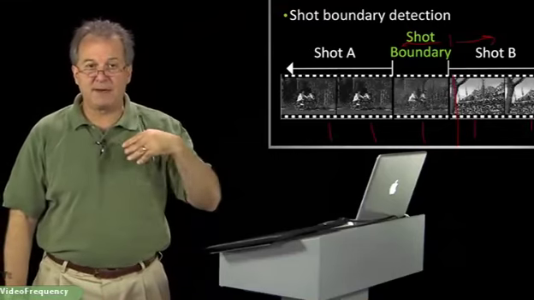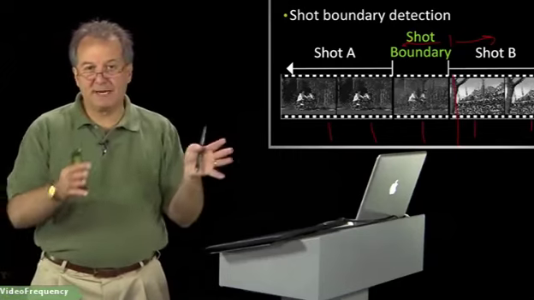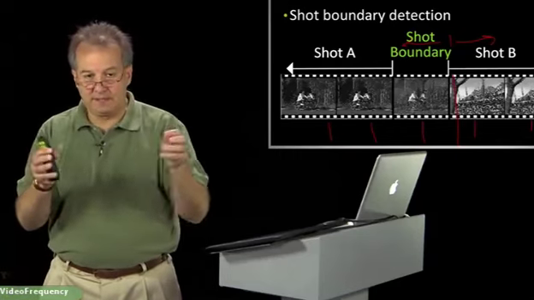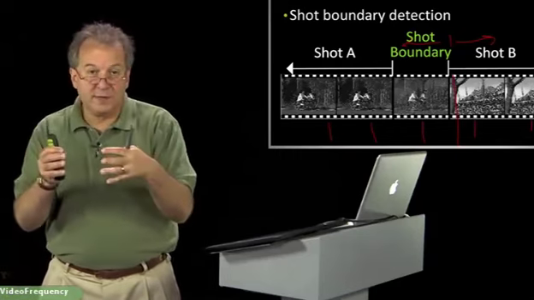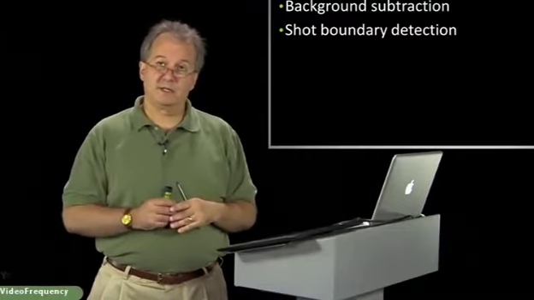And if you think about what that would look like to a computer, in one case I might have a nice smooth background moving with some objects moving within it, and then there's this rapid change, and I might have another camera which might not be static, it might be moving as well, and the analysis of that motion might allow you to do the shot detection. So we have background subtraction, we have shot boundary detection.